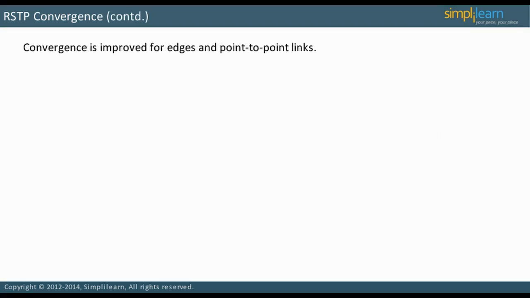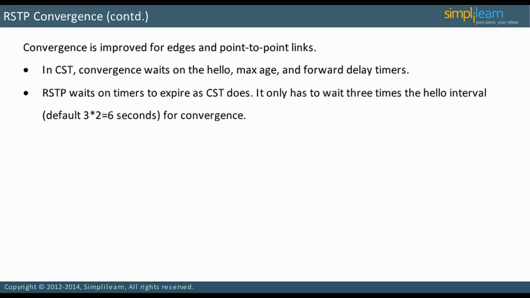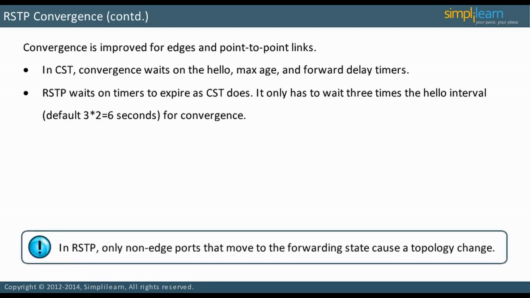Convergence is improved for edges and point-to-point links. There is no difference on shared links. In CST, convergence waits on the hello, max age, and forward delay timers. RSTP does not wait on timers to expire as CST does. It only has to wait 3 times the hello time, which defaults to 3 times 2 seconds equals 6 seconds for convergence. This is an improvement over the 50 seconds convergence time for CST. Note in RSTP, only non-edge ports that move to the forwarding state can cause a topology change. Let us learn more about the port fast option in the next slide.